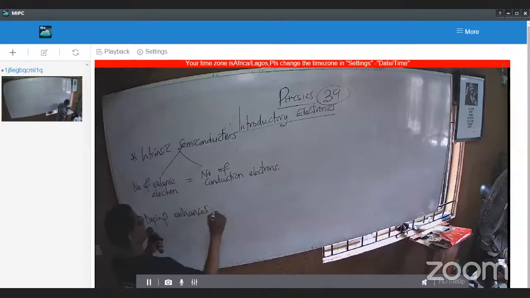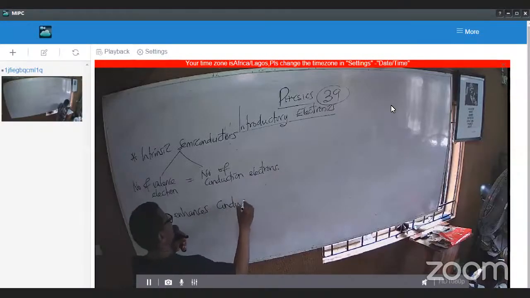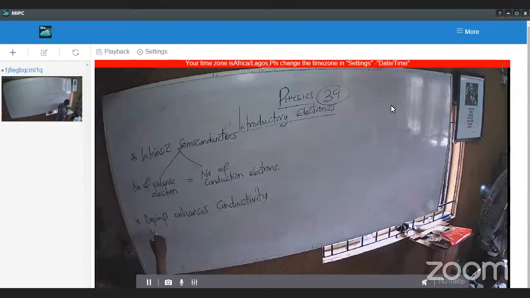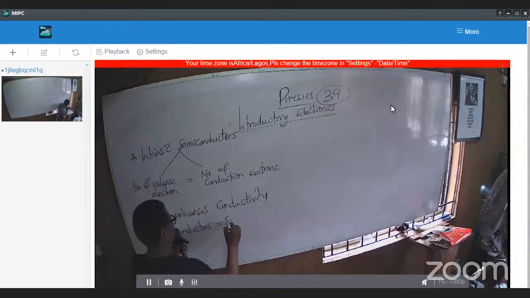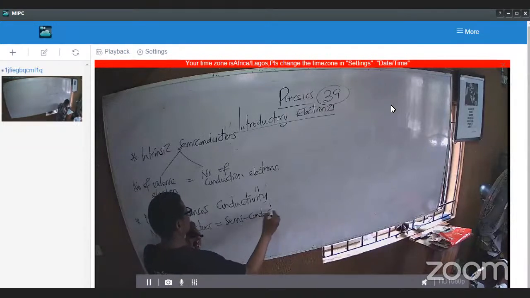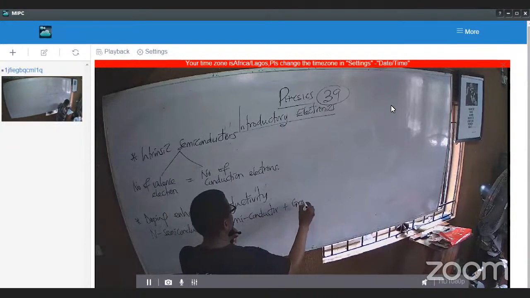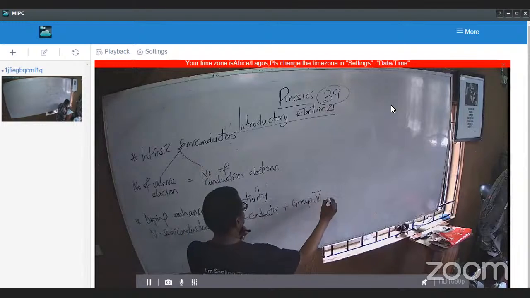Doping enhances conductivity. That's doping. Then semiconductors. This is a semiconductor. Semiconductor plus group 5 elements.